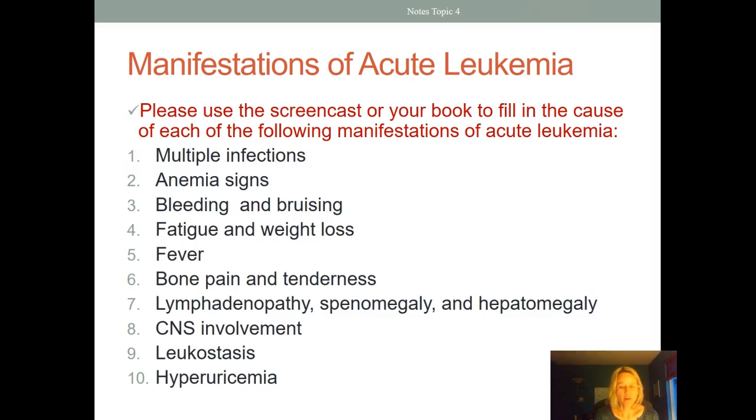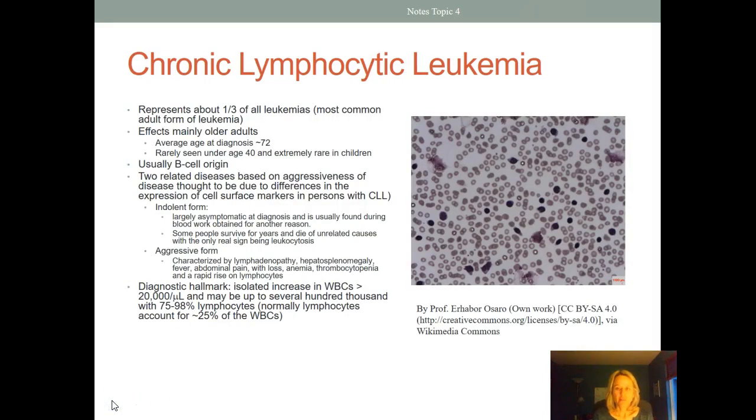Leukostasis is a markedly elevated blast cell count. And hyperuricemia is a high amount of uric acid in the blood, and this is due to the breakdown of purine nucleotides in these leukemic cells. Chronic lymphocytic leukemia makes up about one third of all leukemias, and it is the most common adult form of leukemia.